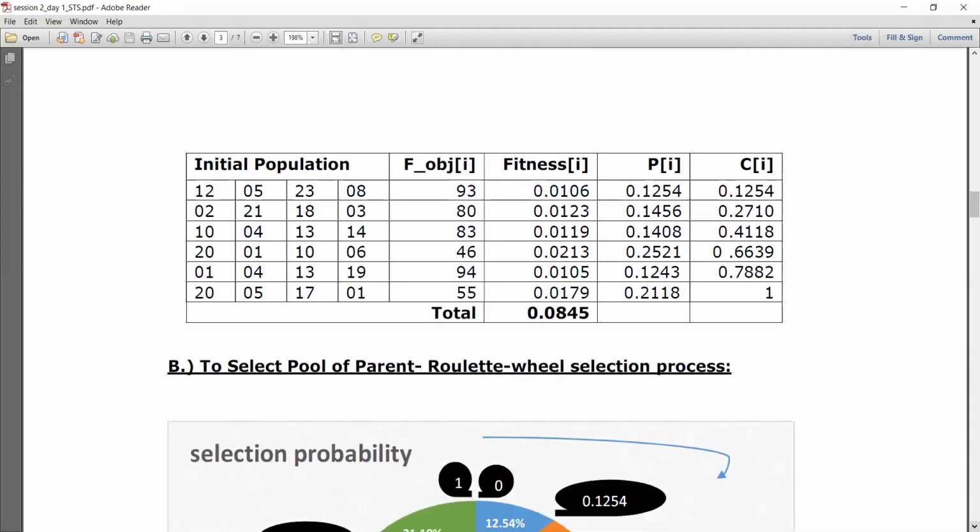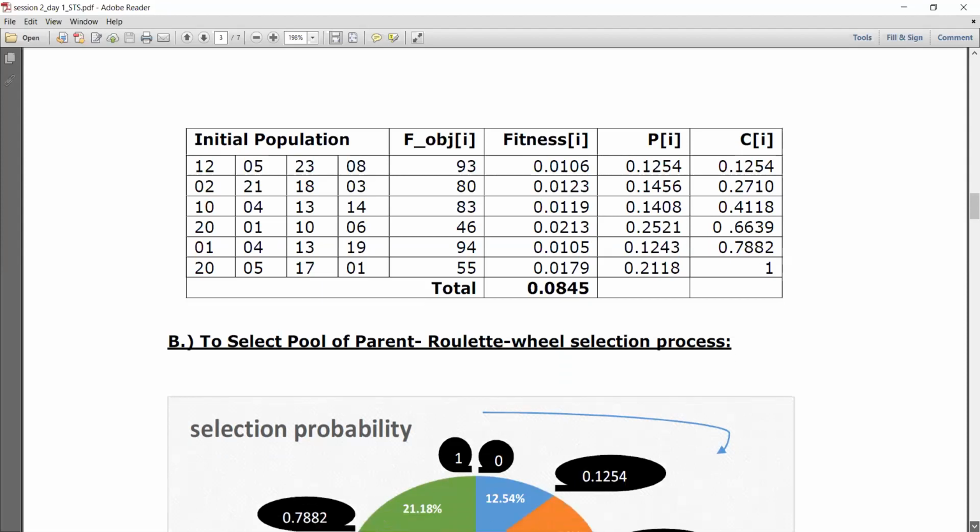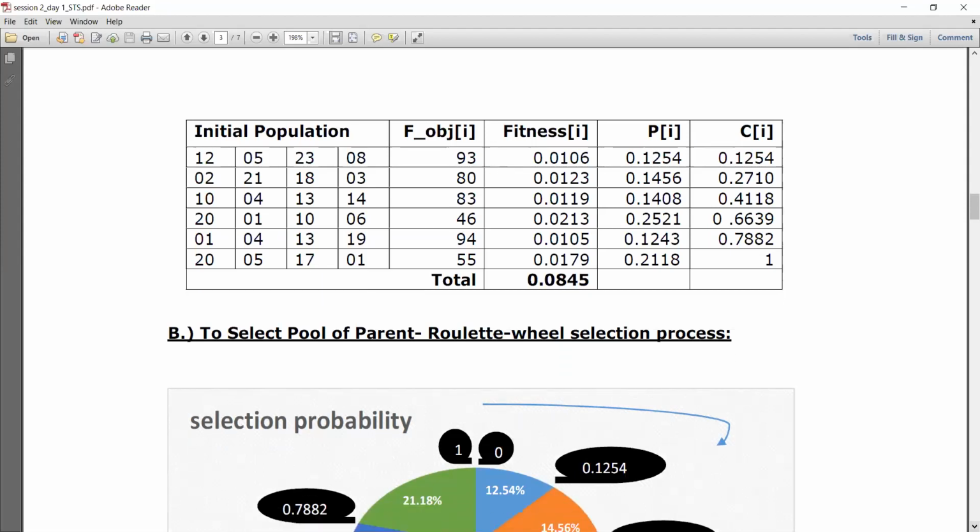Now the probability, meaning the chance for every solution to act as a parent, to take part in the reproduction process, is now displayed under that P of I. So P of I is 0.1254. What does it mean? 0.1254 is nothing but 12.54%. Total is 100%. Out of 100%, this particular first chromosome, the first solution we have randomly generated, has got only 12.54% chance to be selected as a parent in the mating pool. We are going to form a pool, is it not? A pool of chromosomes, which will act as parents to produce offspring.